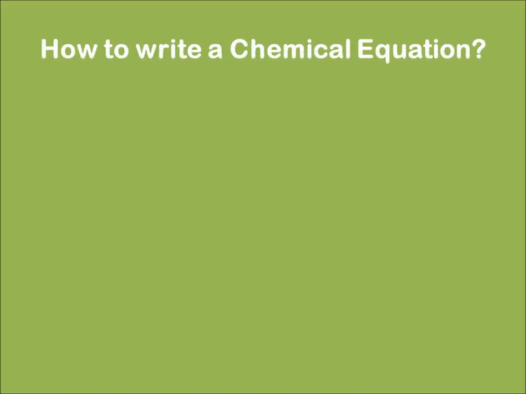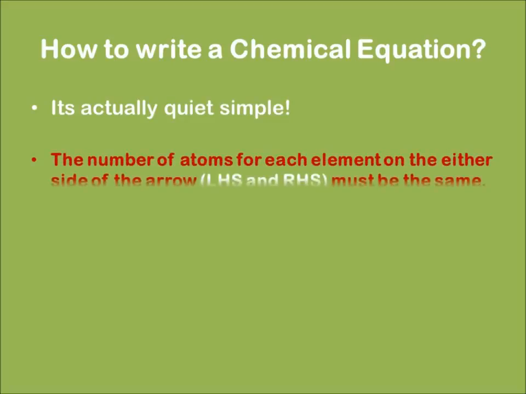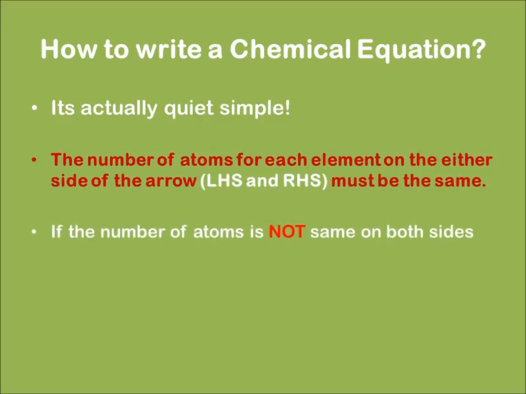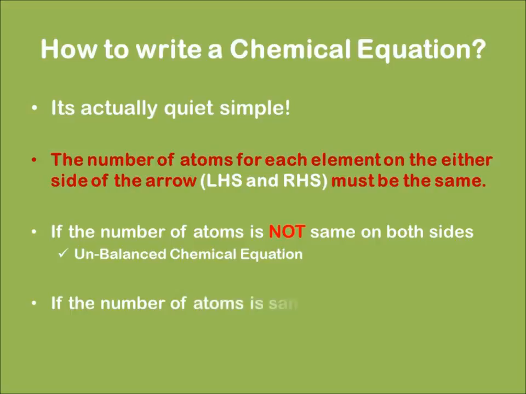Now let's learn how to write a chemical equation. It's actually quite simple. It follows from a basic rule that the number of atoms of each element on either side of the arrow must be the same. If the number of atoms is not the same on both sides, it is called an unbalanced chemical equation. And if the number of atoms is the same on both sides, then it is called a balanced chemical equation.